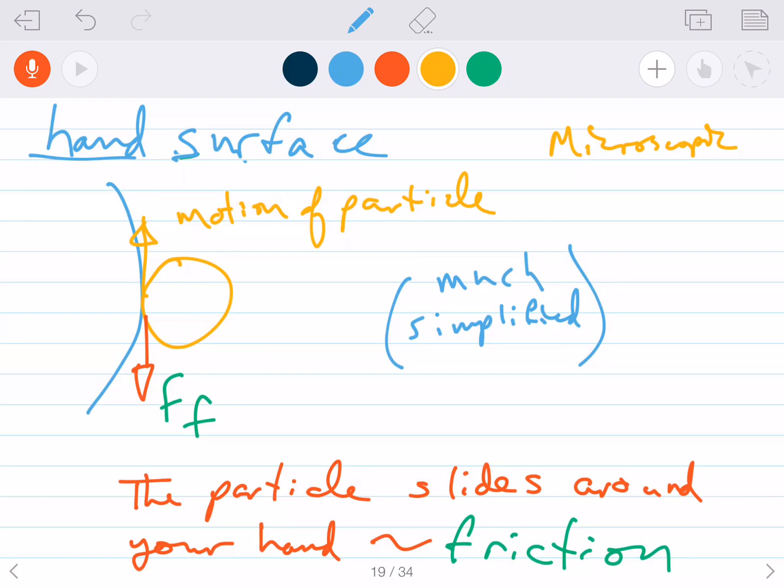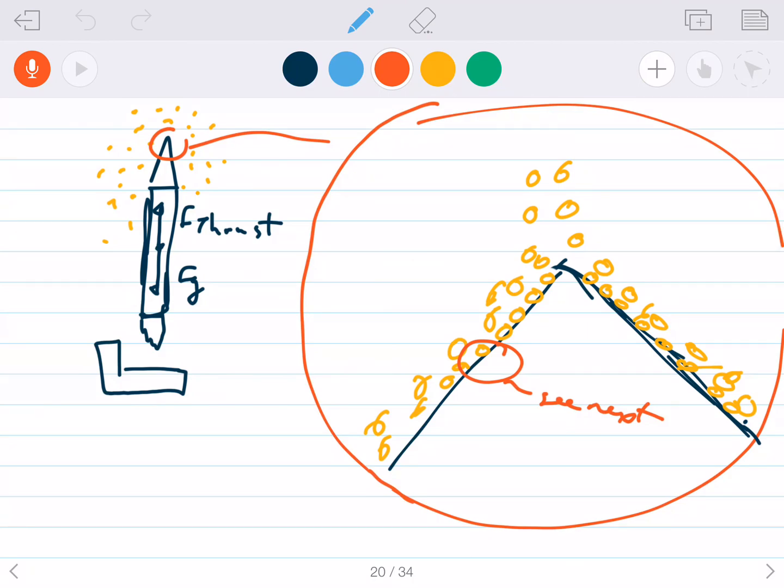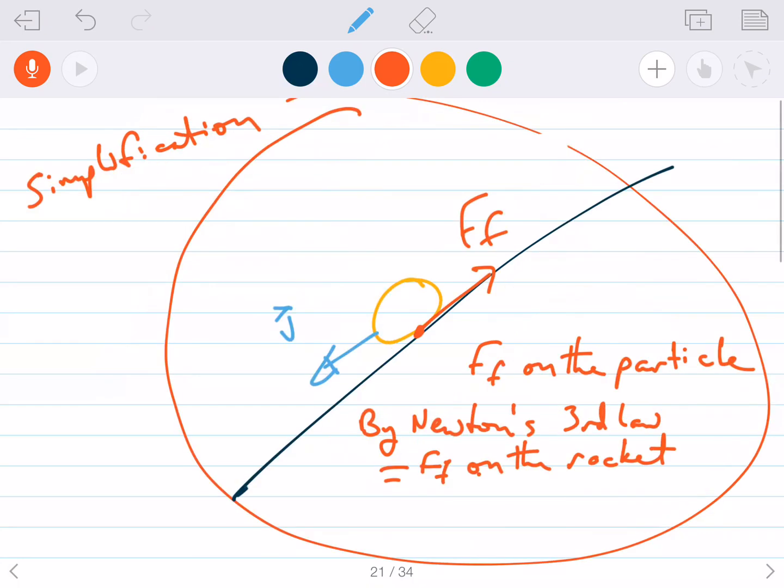And basically, as the particle moves over your hand, this is microscopic, it's moving this way, and we get this force of friction in the opposite direction, and your hand feels that. The particle slides around your hand, and that's the friction that you're feeling. So we take a look at our rocket, and we have these particles at the tip, and we zoom in even further, and basically we have the particle moving that way against the rocket, and we're going to get a force of friction in the opposite direction.